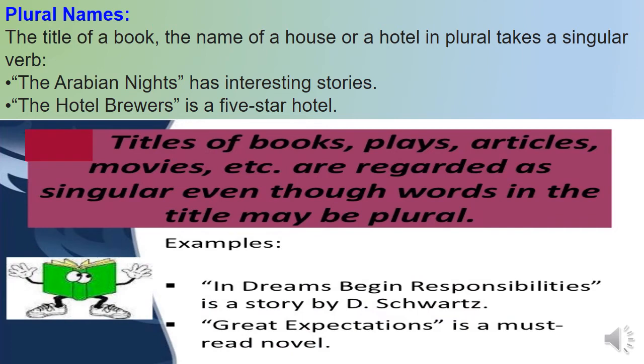Similarly, we have the titles of a book. So the name of a house or a hotel in plural takes a singular verb. So The Arabian Nights has interesting stories. The Hotel Brewers is a 5-star hotel. Titles of books, plays, articles, movies, etc. are regarded as singular even though words in the title may be plural. So some more examples. In Dreams Begin with Responsibilities is a story by D. Schwartz. Great Expectations is a must-read novel. So here the title of the book, the name of a hotel or a house is always followed by a singular verb.